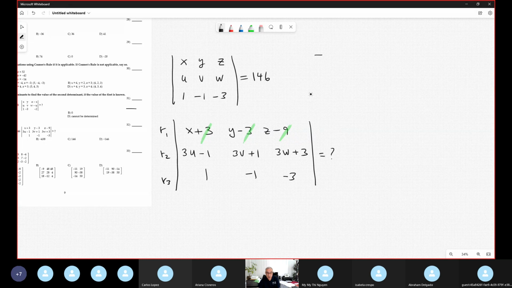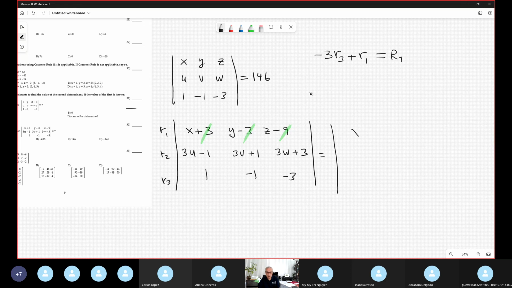Row 1 becomes negative 3 times row 3 plus row 1, and store this information in row 1. When you multiply by 3 and add, it's obvious that negative 3 and positive 3 cancel. Negative 3 times negative 1 is positive 3, and negative 3 cancels, and likewise 9 is cancelled.